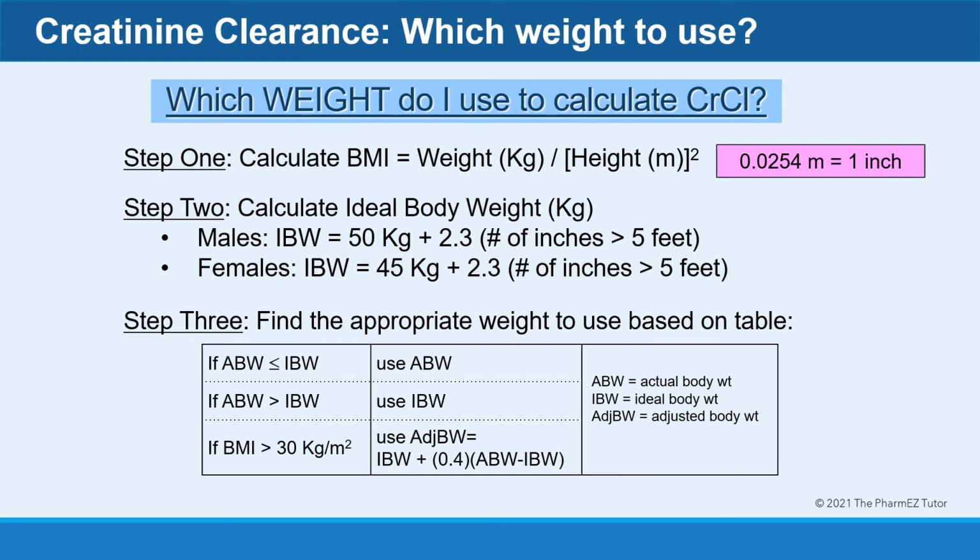If the patient's body mass index is greater than 30, which is considered obese, we would use an adjusted body weight, which is equal to the ideal body weight plus 40% or 0.4 times the actual body weight minus the ideal body weight. This is to add on to the ideal body weight a certain amount of vasculature that can occur in the obese tissue.